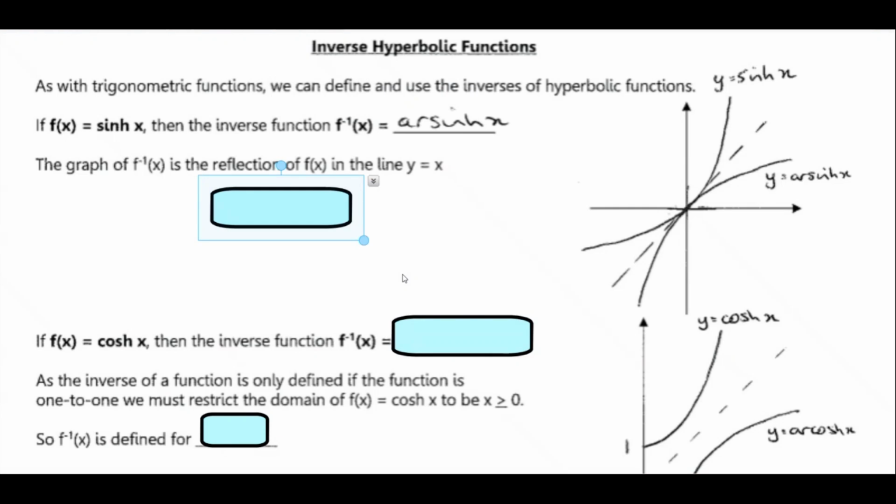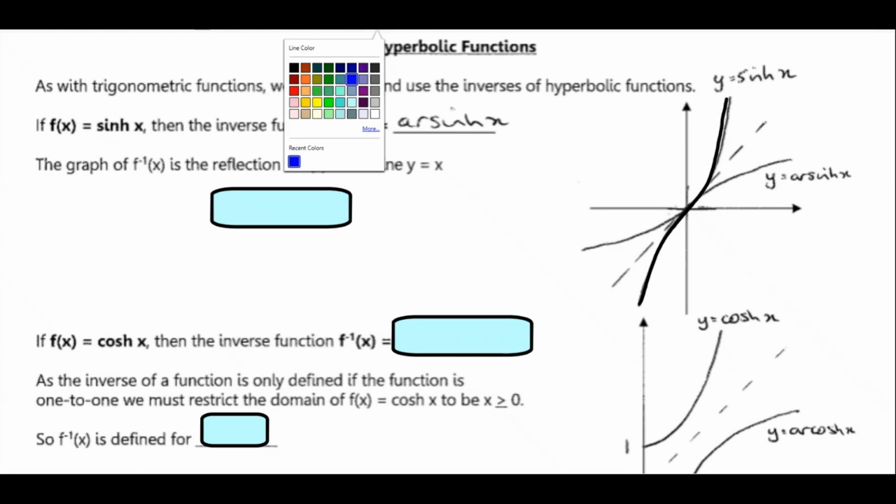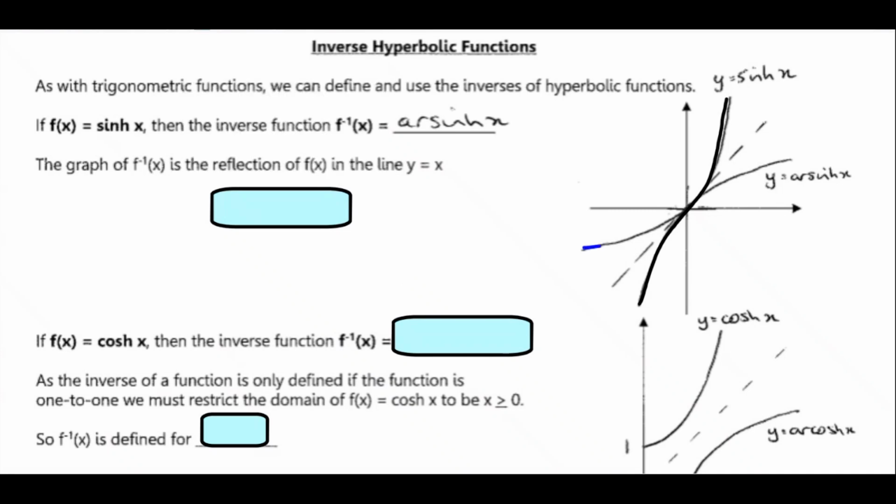So the sinh x graph is this one, hopefully highlighted in black. And then if we reflect in the line y equals x, the arsinh x graph looks like this. No asymptotes for these ones because it does carry on up to infinity and down to minus infinity.